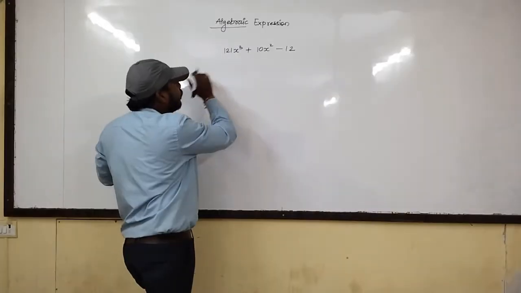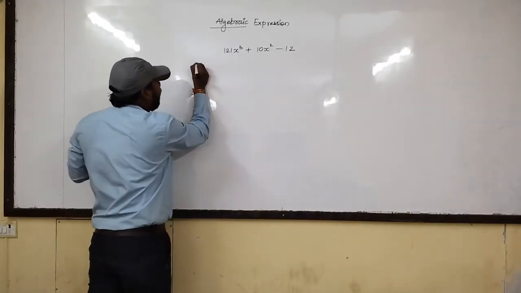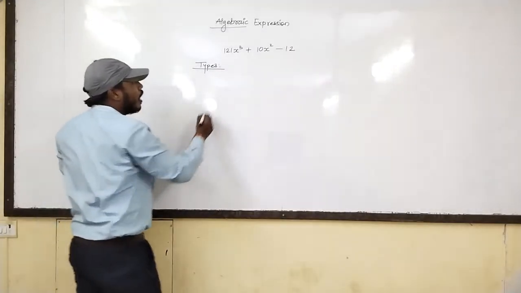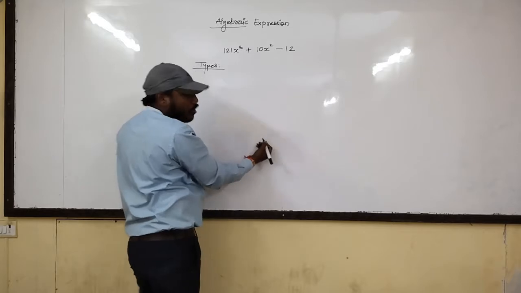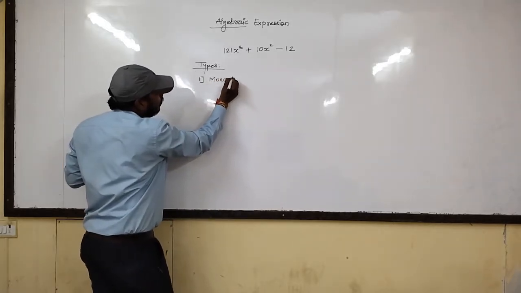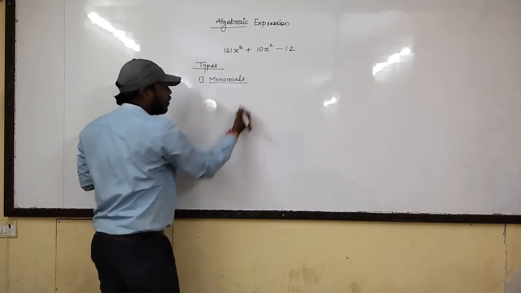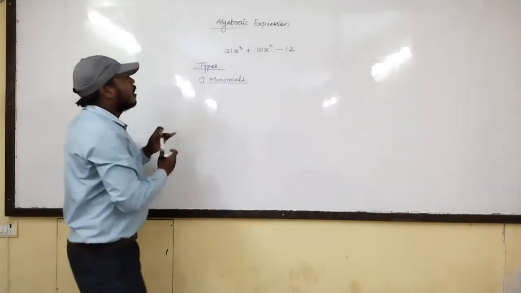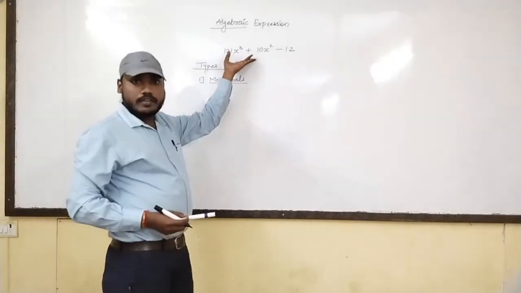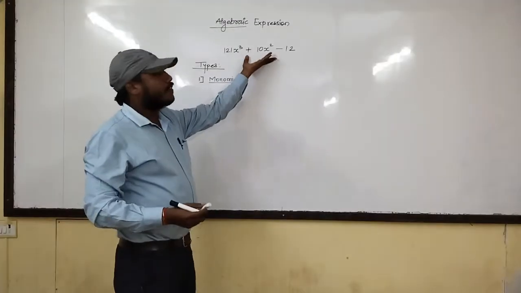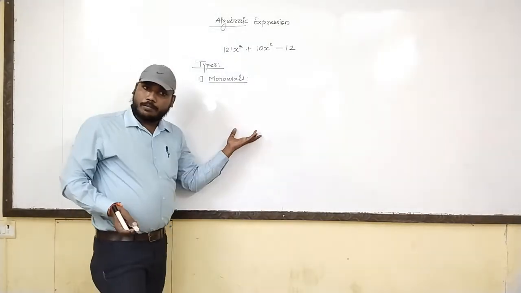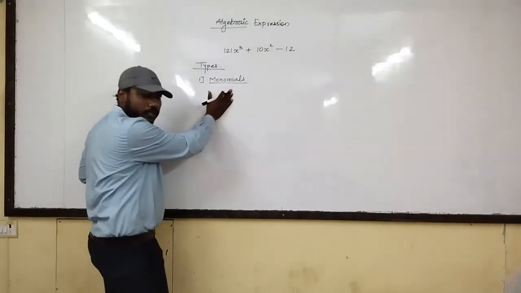Depending on the number of terms, we have different types. Try to understand: how many terms do we have here? 3 terms. The first type is known as monomials. What is the meaning of monomials? Algebraic expressions with one variable, like this, we are not calling a polynomial, right? The first type of polynomial is known as monomials.